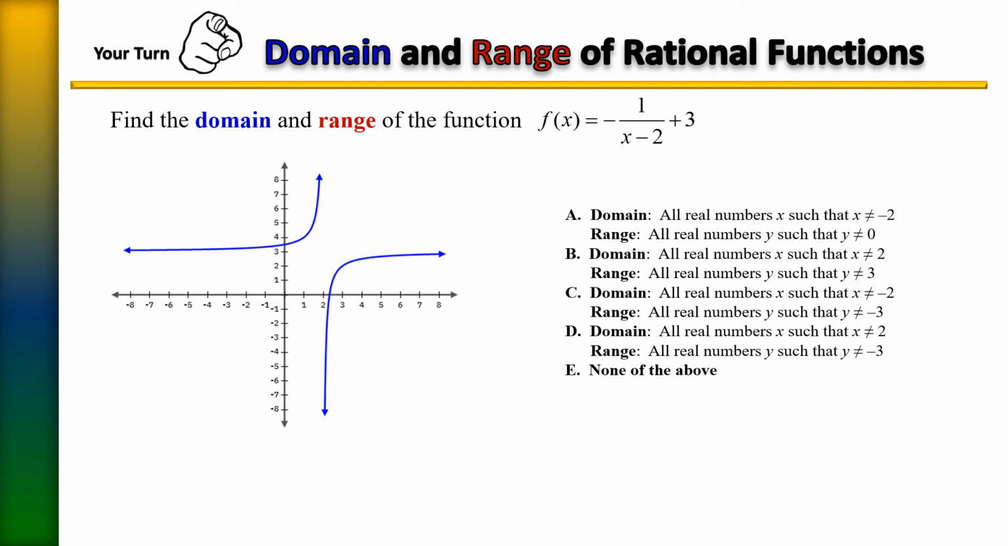Okay, so let's see how you did. In terms of the domain, I'm looking for the vertical asymptote, where the line gets close to but never touches, and that would be at, yes, x equals 2. For the range, I'm looking at the y values. In other words, I'm looking at a horizontal asymptote to where the line approaches but never touches.